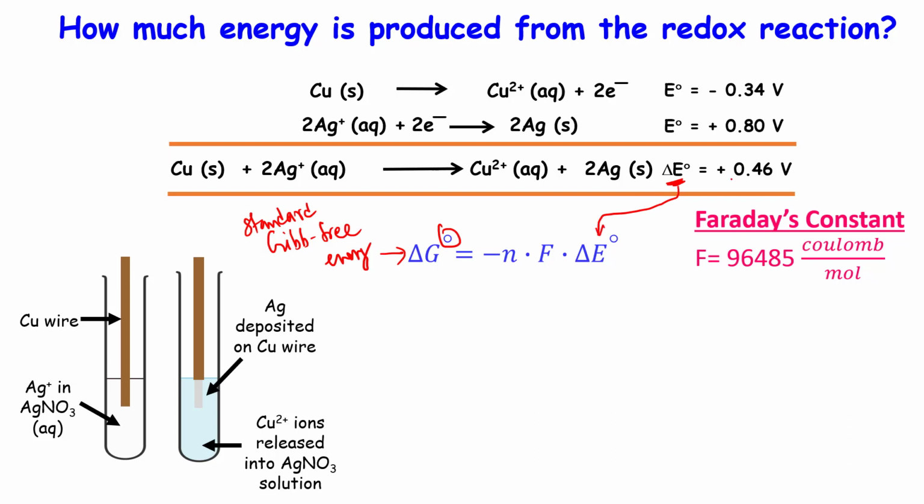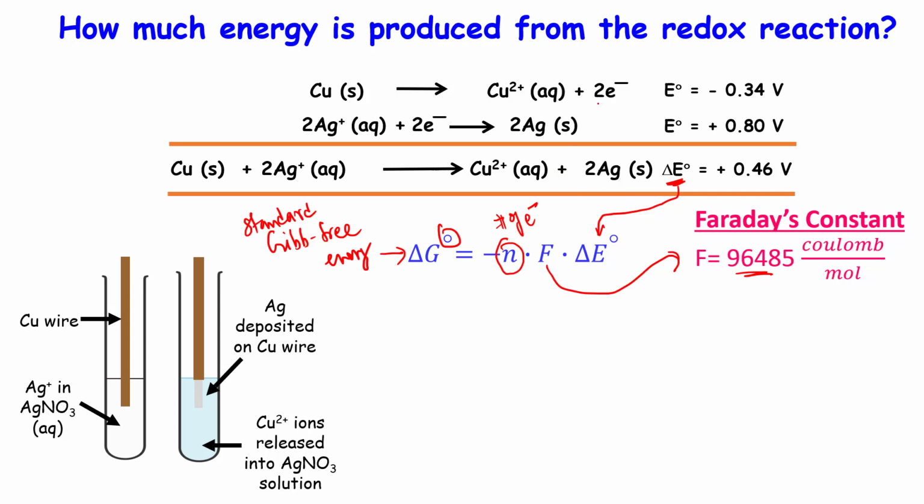This is 0.46. F that we're writing here is the Faraday's constant, and the value is given. It's 96,485 coulombs per mole, and N here represents the number of electrons involved in the reaction. So the N here is the number of electrons involved in the overall reaction. So how do we know the value of N?